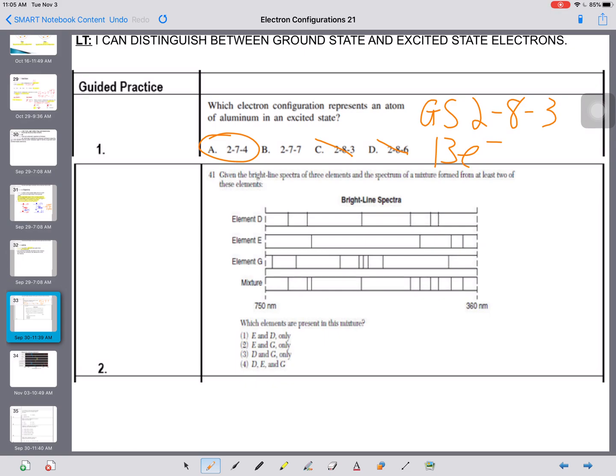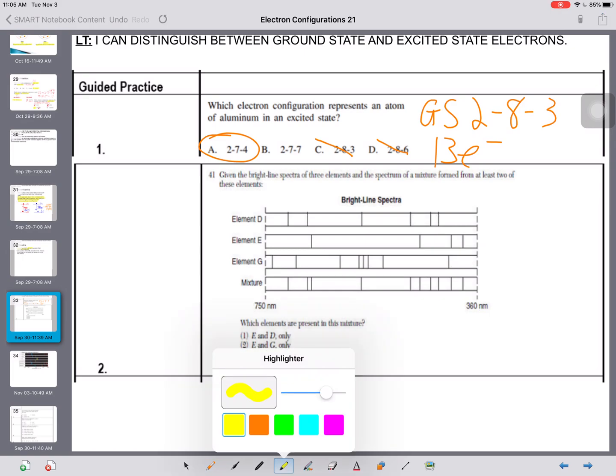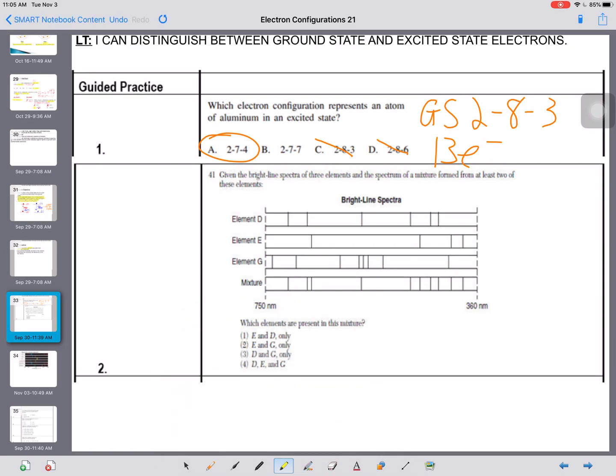Okay? All right. Now we're going to look at our line spectra. Here's an example of a bright line spectra. It's telling us we have been given the bright line spectra of 3 elements and the spectra of a mixture formed from at least 2 of these elements. So we have to figure out which 2 of these 3 elements are located in the mixture. We don't know what the mixture is and we need to figure it out.